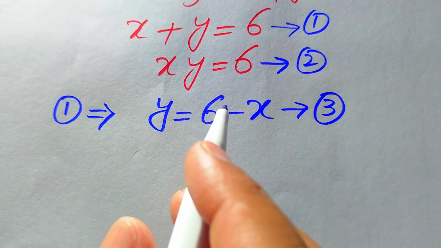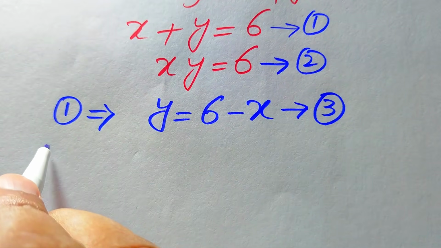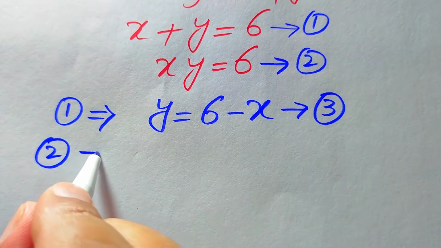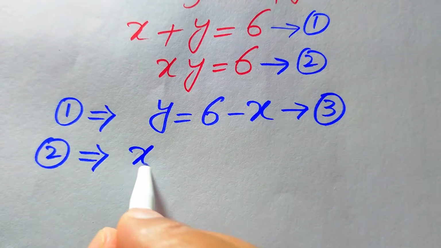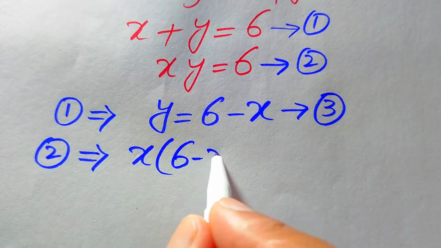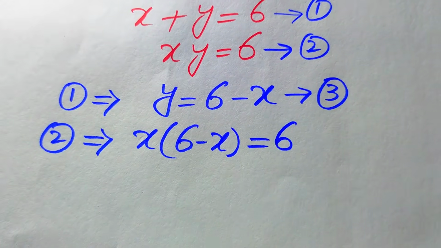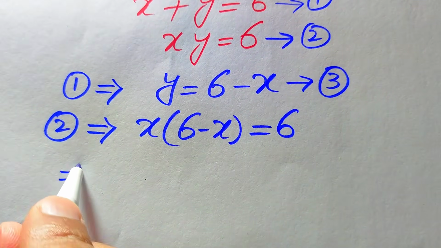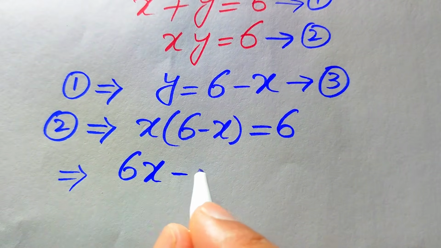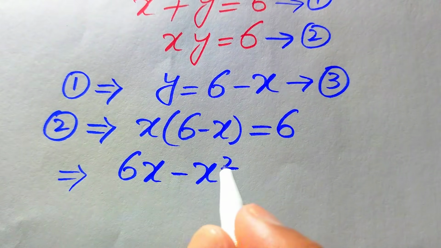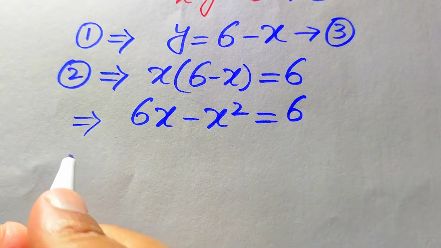Now we focus on equation number 2, and we put this value of y in equation number 2, so that equation number 2 implies x times (6 minus x) equals 6. In the next step we multiply x on both of these two terms and we get 6 times x minus x times x becomes x square, and this whole equation equals 6.